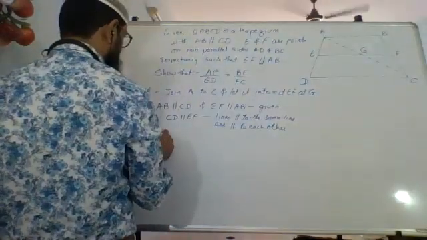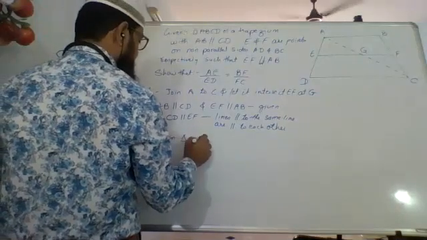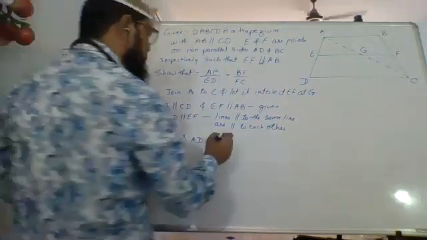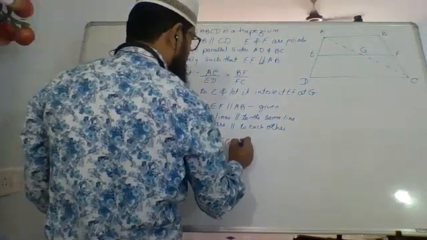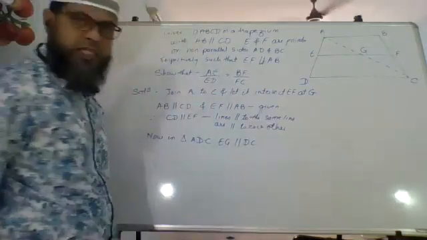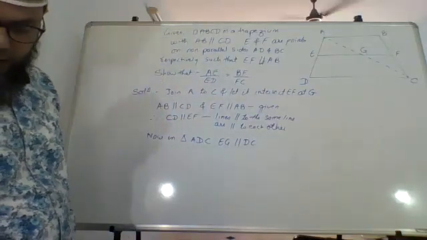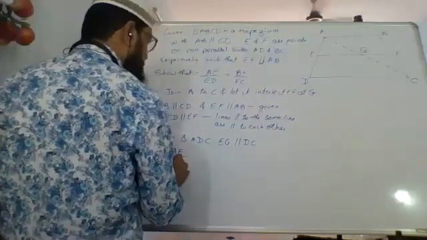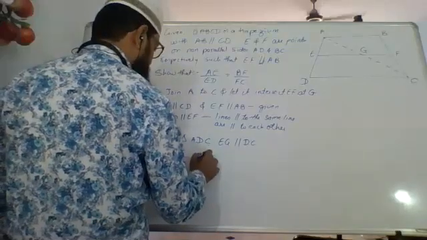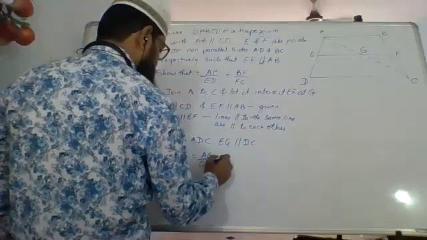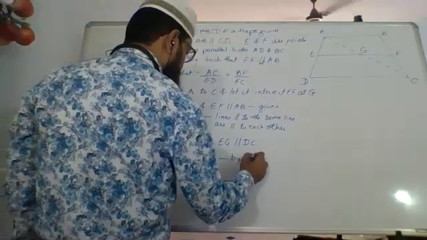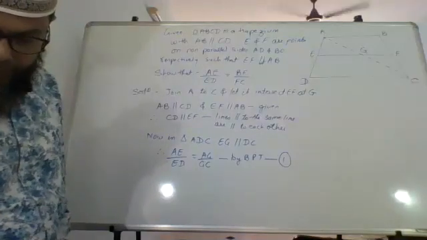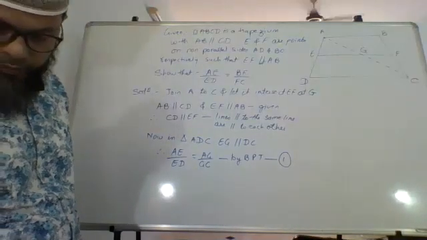Now, in triangle ADC, what do we have? EG parallel to DC. Therefore, AE upon ED equals AG upon GC by BPT. Call this equation number 1.